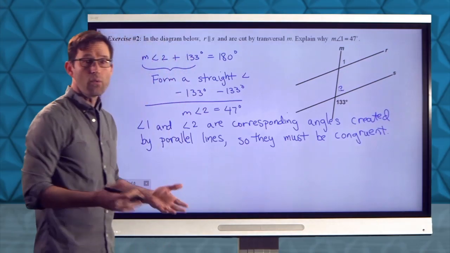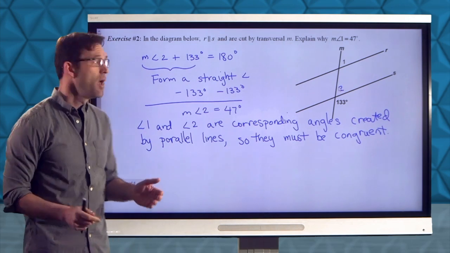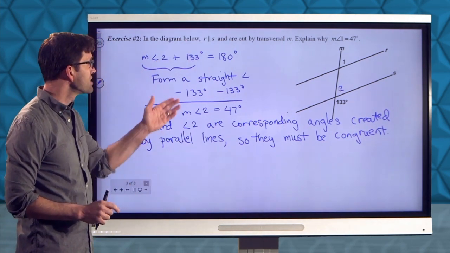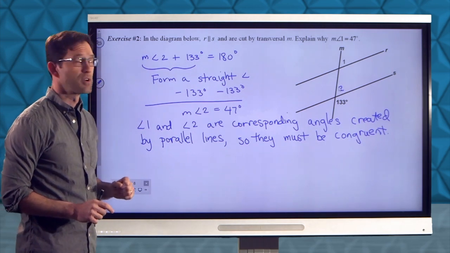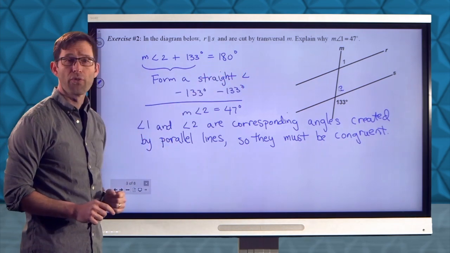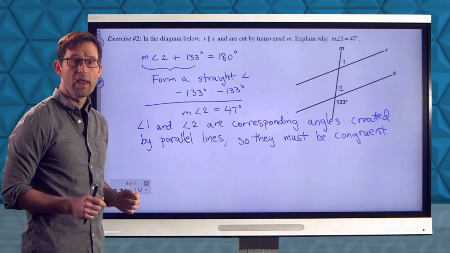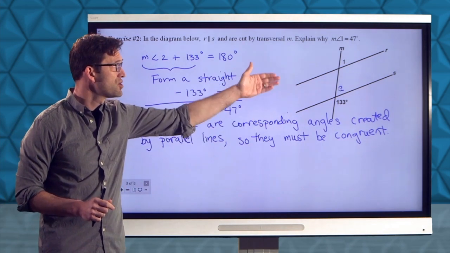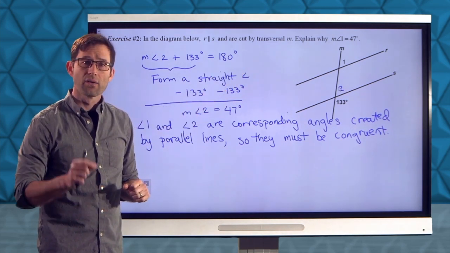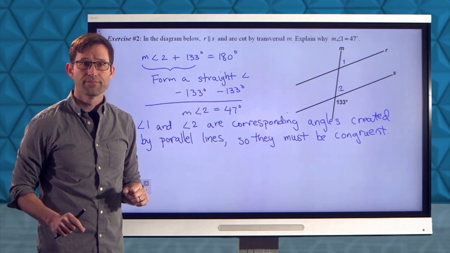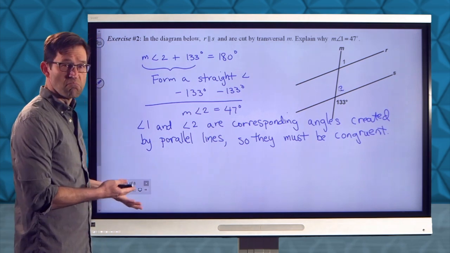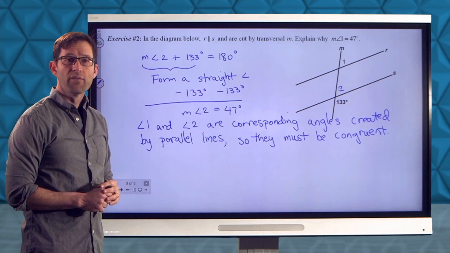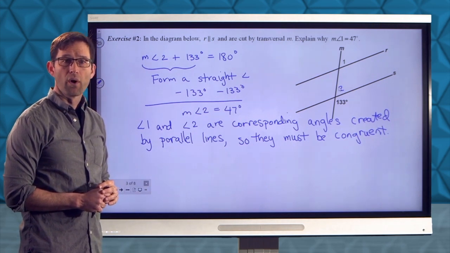All right? And that really ends our explanation, right? I was asked to explain why the measure of angle 1 was 47 degrees. I can establish that the measure of angle 2 is 47 degrees just because 2 and that 133 have to sum up to be 180. And then because I've got parallel lines cut by a transversal, 2 and 1 are corresponding angles that have to be congruent. All right, there it is. Take a moment if you need to and write down any of this, and then we'll move on to another parallel line problem.